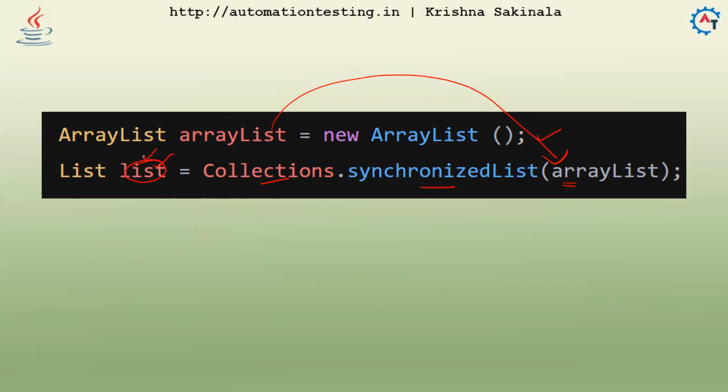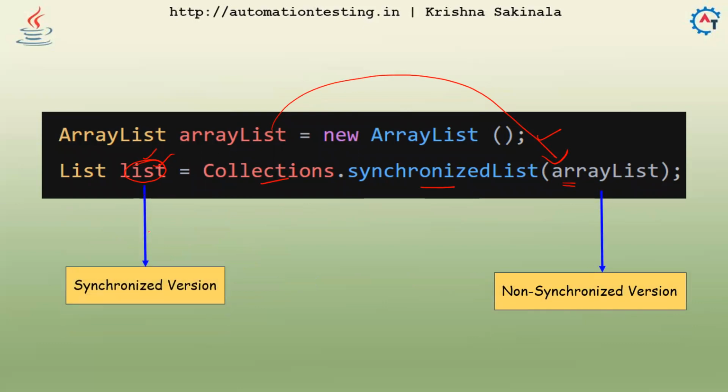Obviously, it can hold that information. So this is the non-synchronized version, and this List is the synchronized version. With the help of the Collections utility class, one of the methods available in it is synchronizedList. We can convert this non-synchronized version to a synchronized version of this list. Okay.